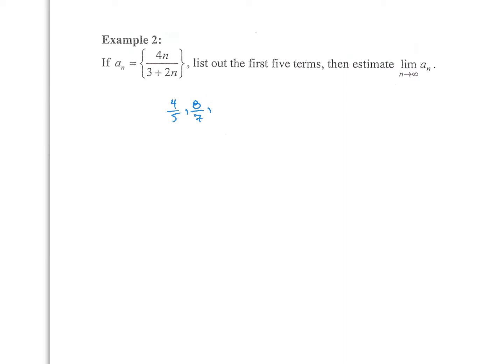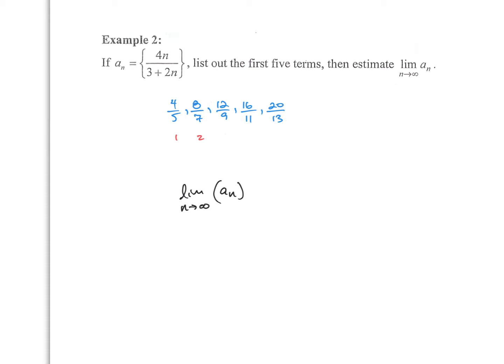Now, truly, we're thinking this is my first term, this is my second term, and so forth. All right, so then if I substitute in 3, we don't have to simplify. What do we get? 12/9. I'd actually prefer you not to simplify. You're going to see patterns if you don't simplify. All right, and then I substitute in 4, and we end up with 16/11. And then 20/13.